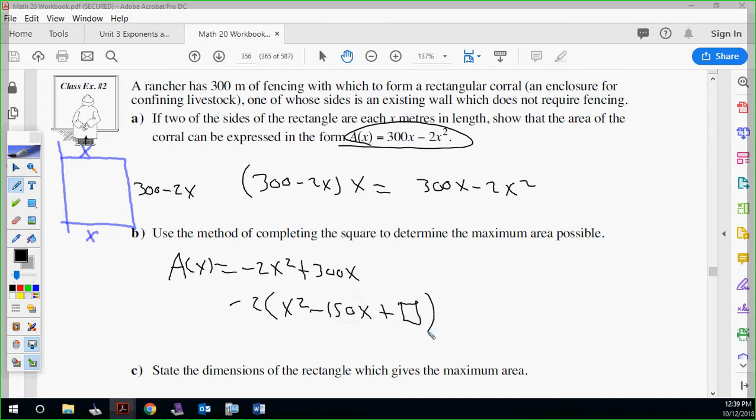Why did you flip the... Just because when we're doing it, we like to have x squareds in front. That's the only reason why. And so now we half it, square it, right? Half of 150 is 75, so -75 squared. We put it in the box.